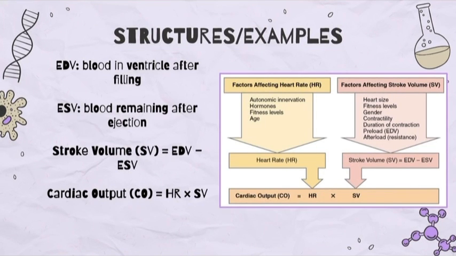Now we can look at the EDV, which is the amount of blood in the ventricle at the end of filling, and ESV, which is what remains after contraction. The stroke volume, or the SV, is calculated by SV equals EDV minus ESV. The cardiac output, or the CO, is the total amount of blood pumped by each ventricle per minute. It's calculated by multiplying heart rate by the stroke volume.